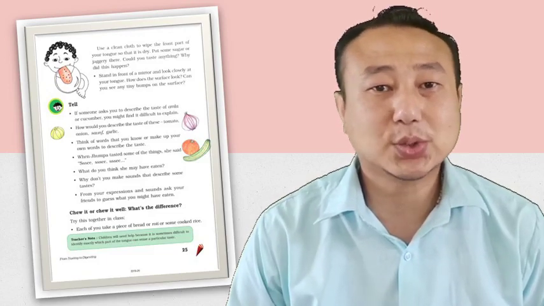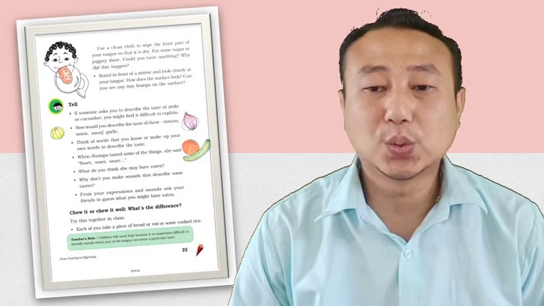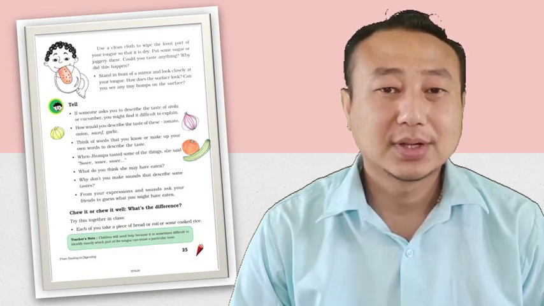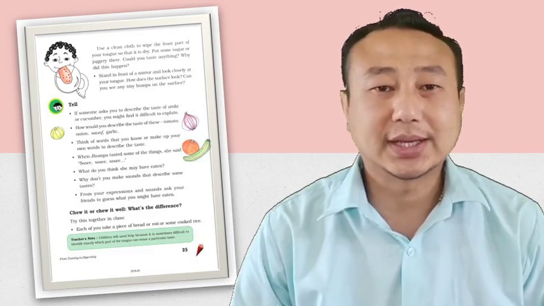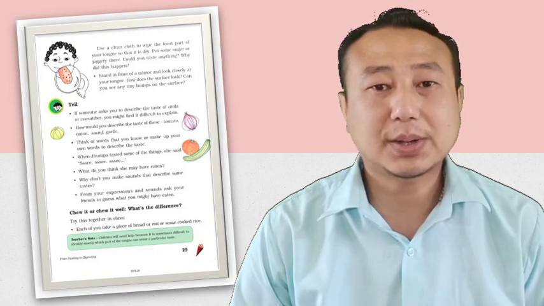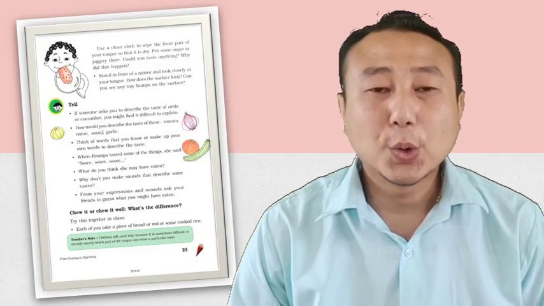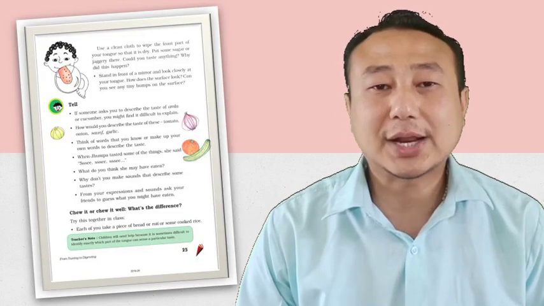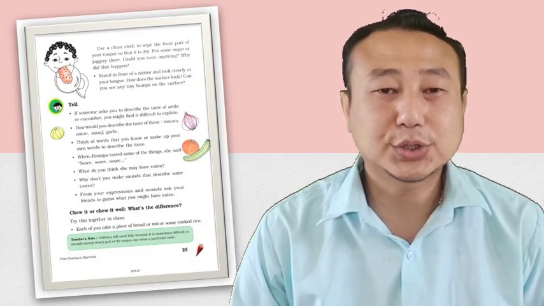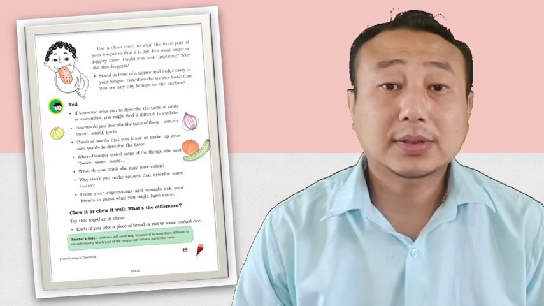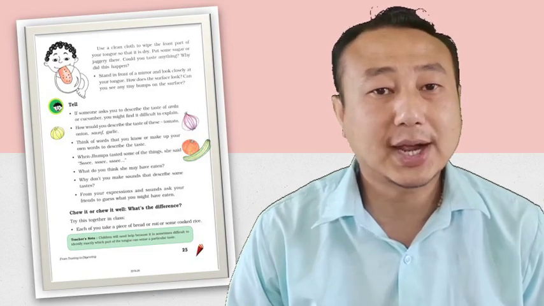Now let's come to the next question. Think of words that you know or make up your own words to describe the taste. Dear students, you might have made certain sounds or used certain words when you taste different food items. For example, when you eat spicy food items, we produce a particular sound. When we eat a food item which we like the most and which is very yummy, then also we produce a different sound. For this question, you have to write down the different sounds or words that you make when you eat different types of food items.